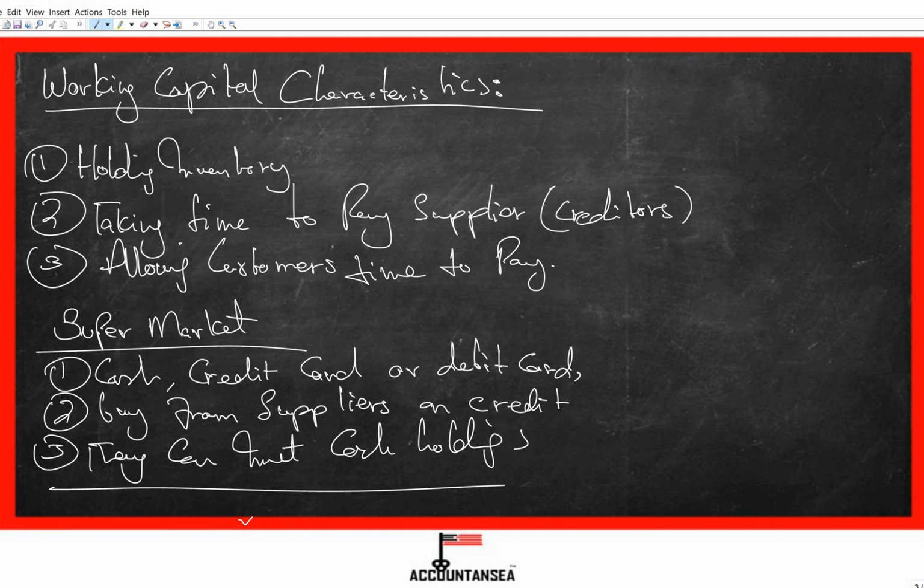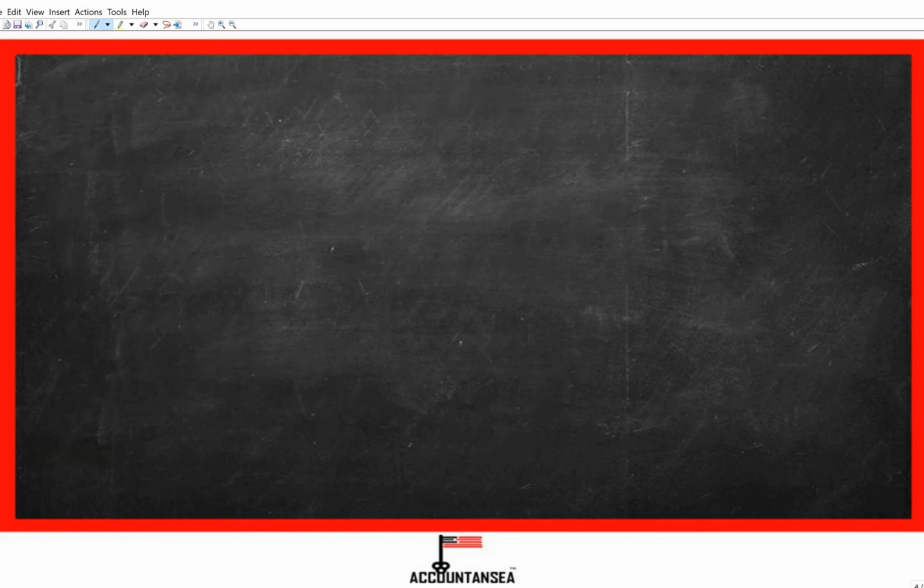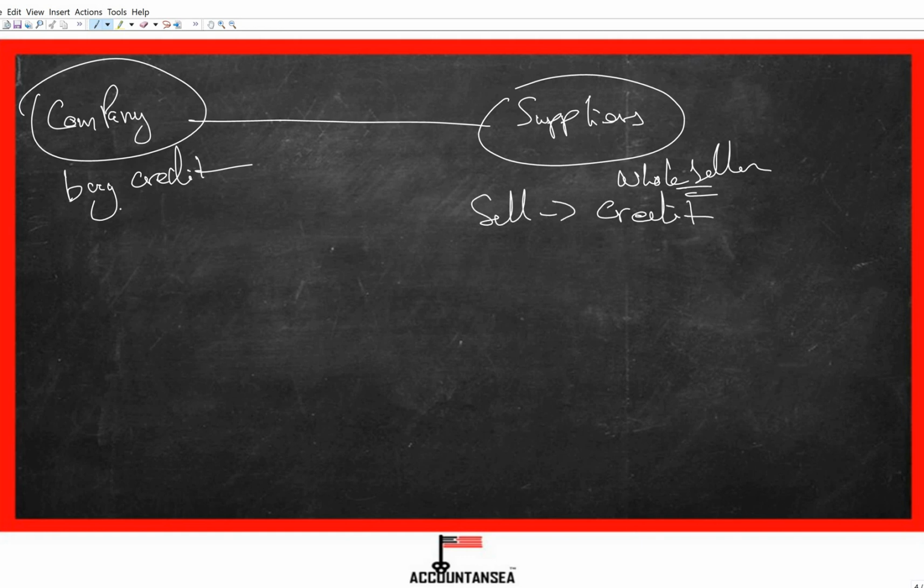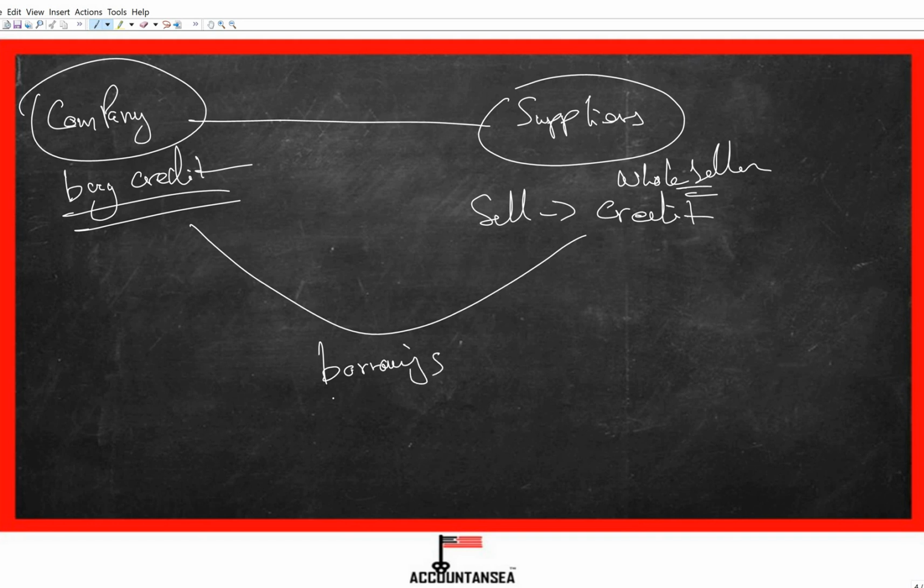Another example is a company that supplies to other suppliers, such as a wholesaler. In this case, they might buy on credit, and they might sell on credit. So here, coordinating the flow of cash might be problematic. Such a company may make use of short-term borrowings, such as loans or an overdraft, to overcome the shortfall of cash in the business.